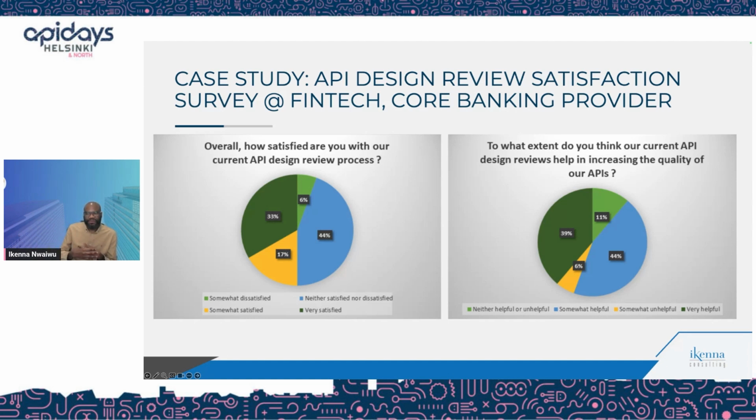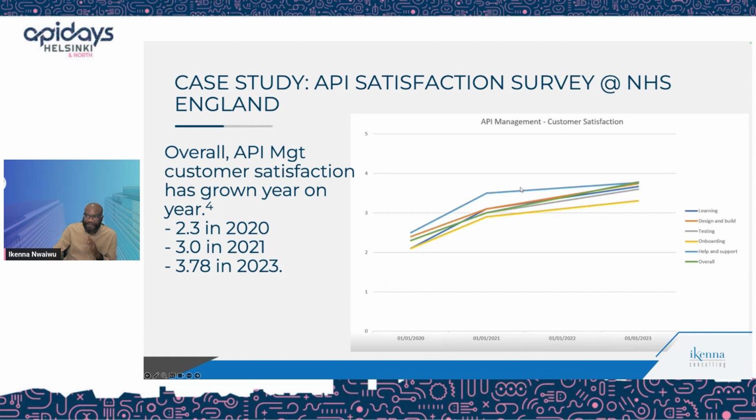It really helped improve things by providing that measurable progress to see how things were being improved, and people's satisfaction was increasing, or they were getting more satisfied with the improvements in the API and how APIs were being built. And finally, I'll end with this example from NHS England as well.